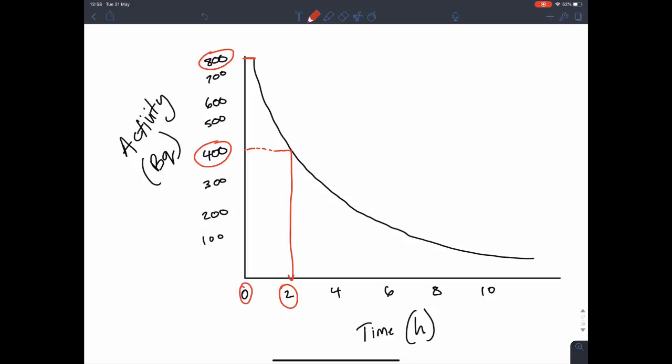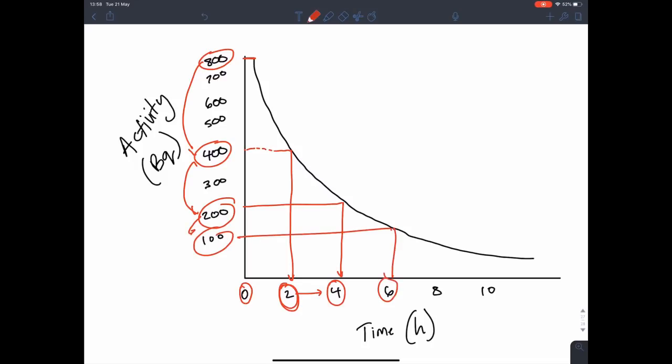Now we can do that again by halving this. So from 800, halving it to 200. Again, go to the time and you see there. So from 400 to 200, it took, again, another 2 hours. So that, again, proves that the half-life is 2 hours. One more time, 200 to 100, 6. Okay, so there you go. You can prove half-life using a graph as well.